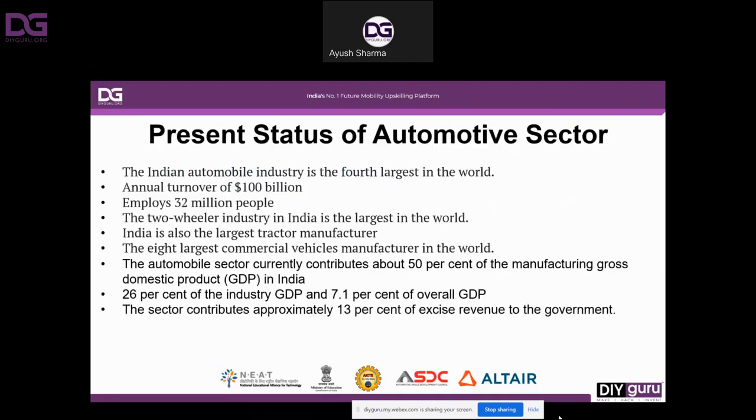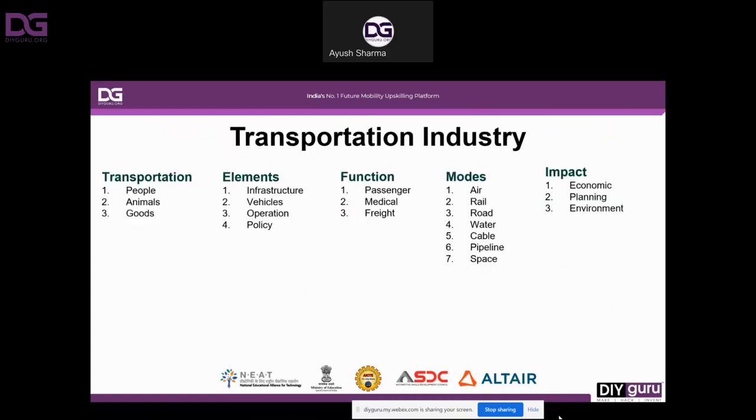As I told you, we have seen the present status of the automotive sector. By this we can understand that this is a very important sector for the economy, and for the environment as well. So the impact is going to be more towards economic planning and the environment. These are some of the basic things we can understand about how the electric vehicle industry or automotive industry is taking place in different segments.